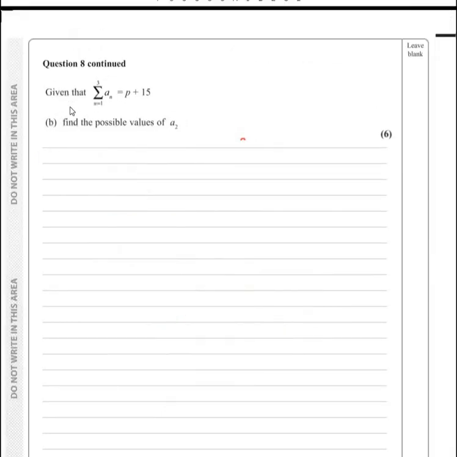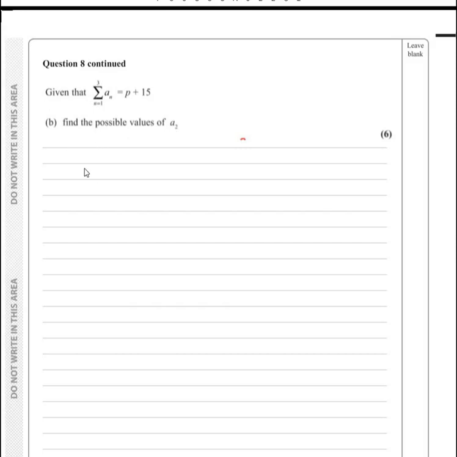Now let us continue with the B part of the question. Given that the summation of an, with n equal to 1 to 3, is equal to p plus 15. Find the possible values of a2.